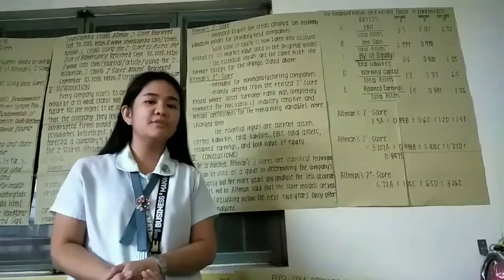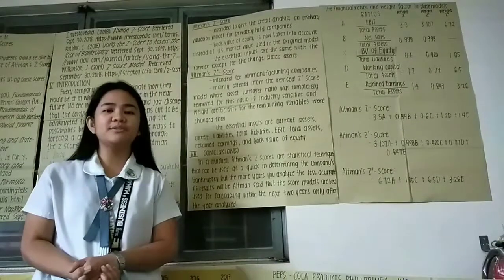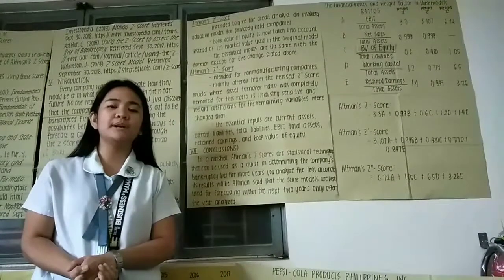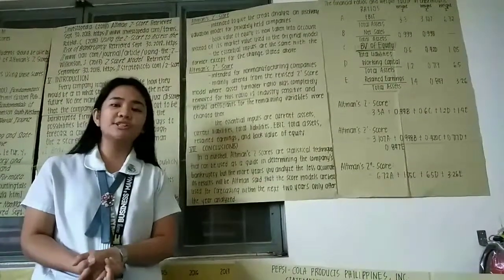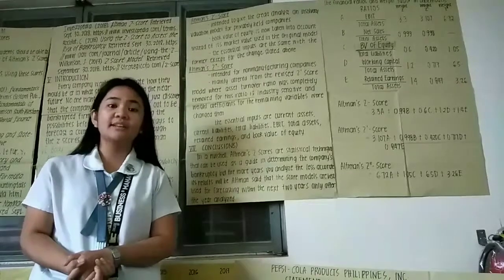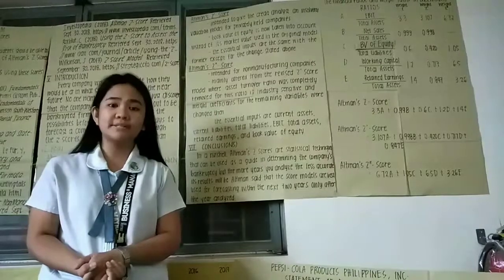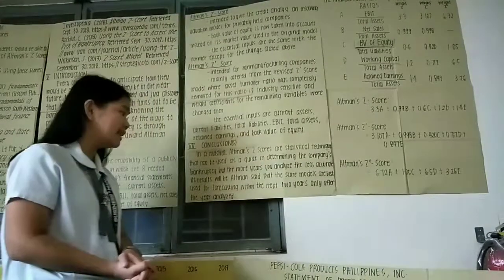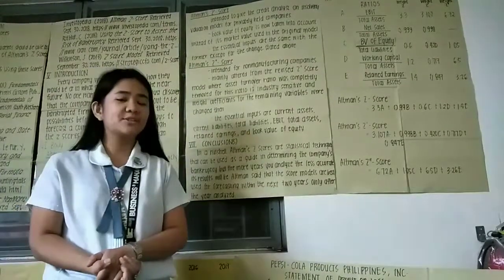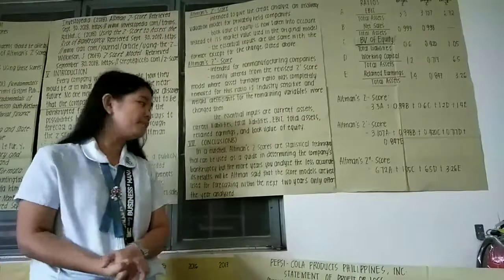But for now, let's move on to my conclusion. In a nutshell, Altman Z scores are statistical techniques that can be used as a guide in determining the company's bankruptcy. But the more years you analyze, the less accurate the results will be. For Altman said that the score models are best used in forecasting within the next 2 years of operation after the year analyzed.